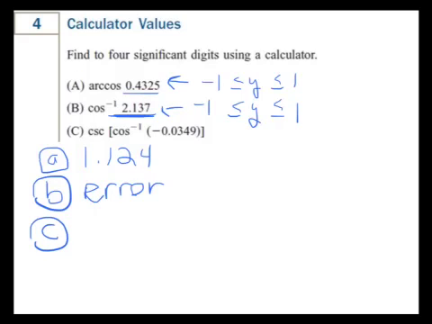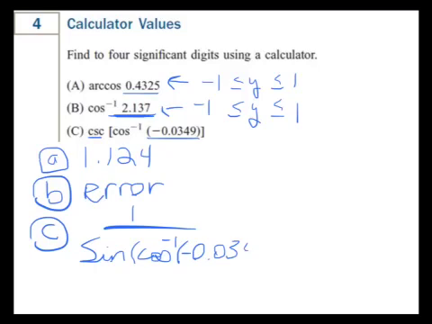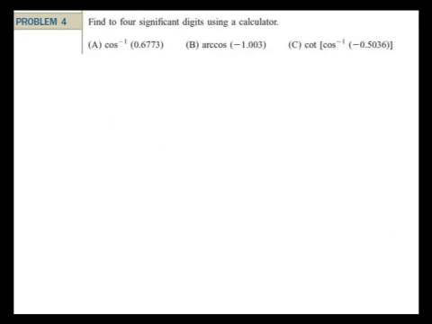And then for C, here, you're going between negative 1 and 1. So when you plug this all in, and don't forget for the cosecant, you're going to go 1 over the sine of the cosine inverse of negative 0.0349, and you should get 1.001. All right, it's your turn. Go ahead and pause, try it, and I'll put the answers up.